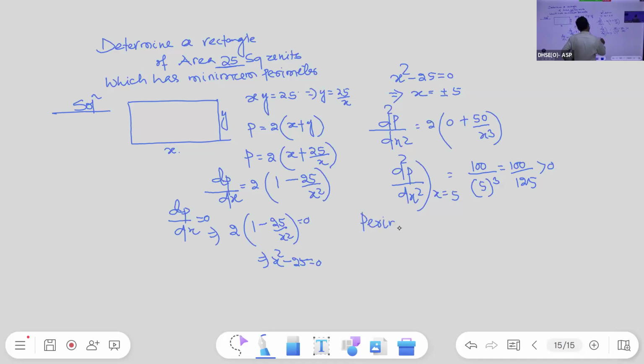Perimeter is minimum when x is equal to 5. If x is equal to 5, then y is equal to 5. So when x is equal to y is equal to 5, when length is equal to breadth is equal to 5, then the perimeter is minimum.